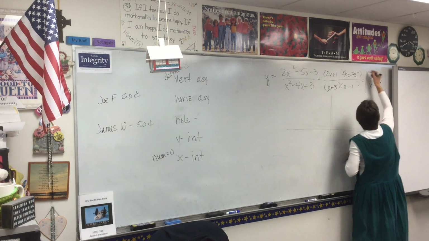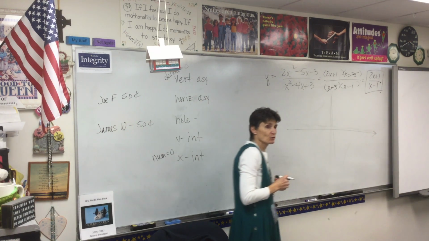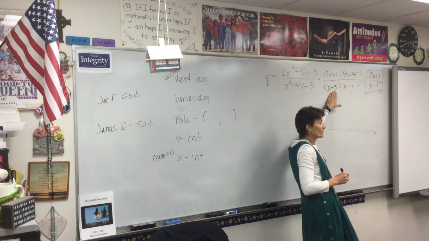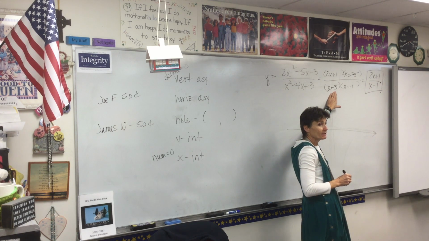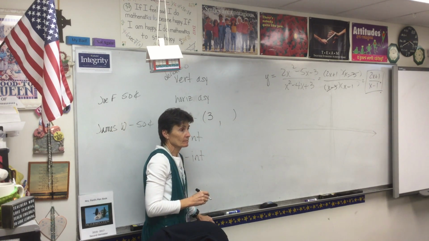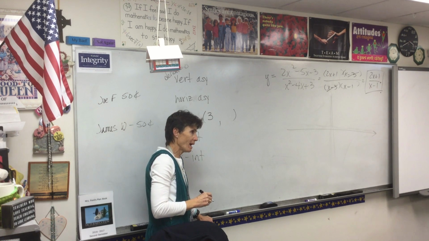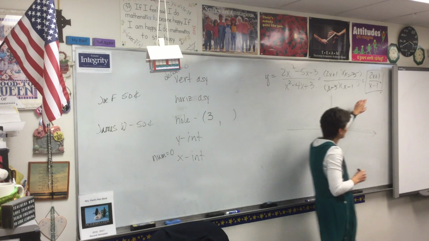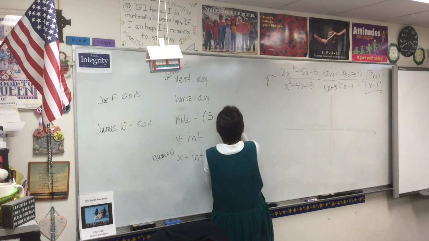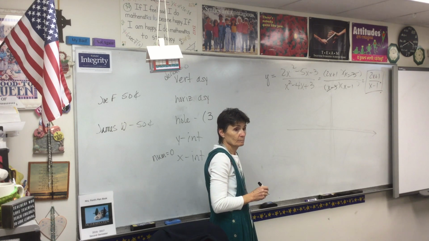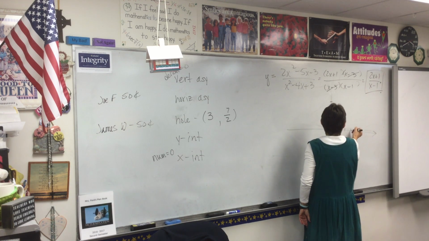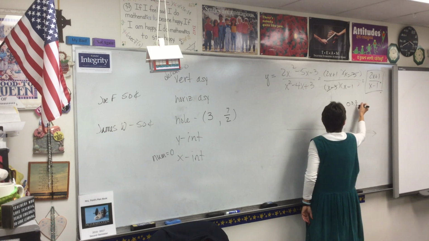So this now is going to become my problem. There's going to be a hole. And the hole, look at what you canceled. The hole is going to have an x value of 3. Now, how will I find the y value? Plug 3 in here. If I put 3 in, I'm going to get 7 over 2. So I have a hole in my graph at 3 comma 7 halves, or 3 comma 3 and a half.